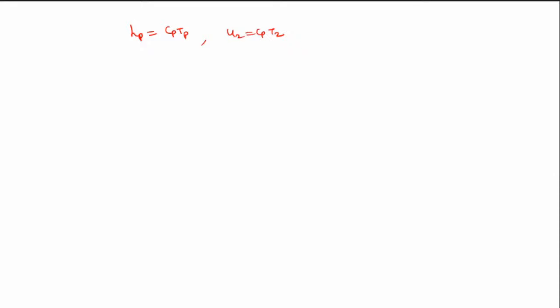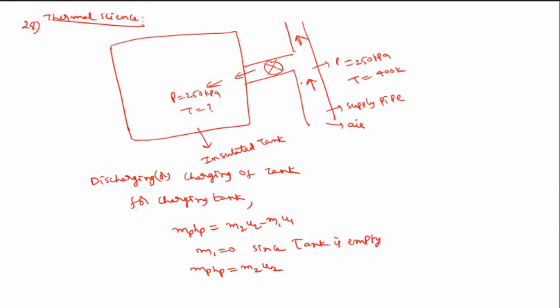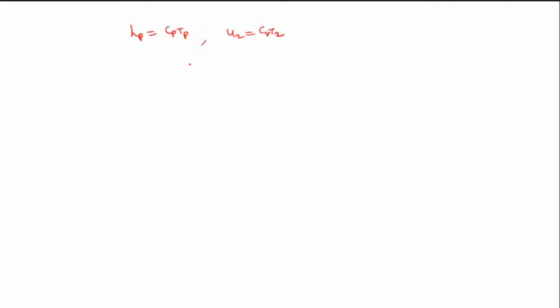Yeah, u is nothing but cv into t, right? Okay, it's not cv, it's cp, cp into t2. And the mass is the same, so the mass flow rate is the same as this one. That is why your mp and m2 are equal. Then this will get cancelled, so we'll be having cp tp is equal to cv t2, then t2 is equal to cp by cv into tp.